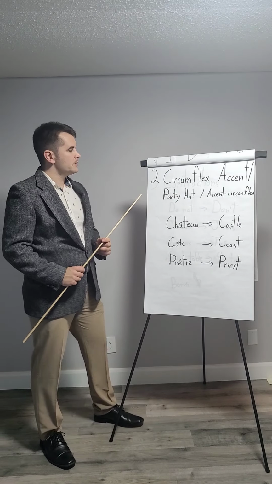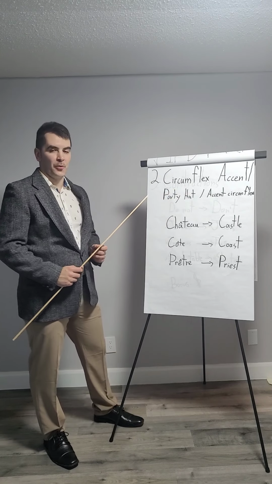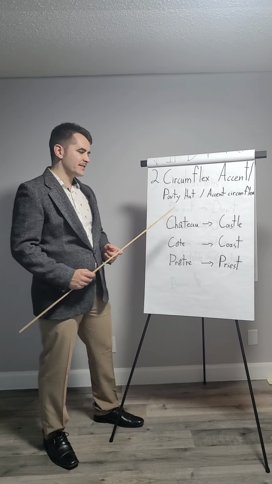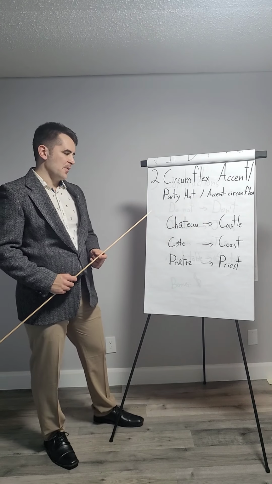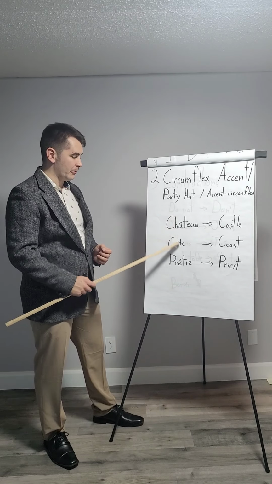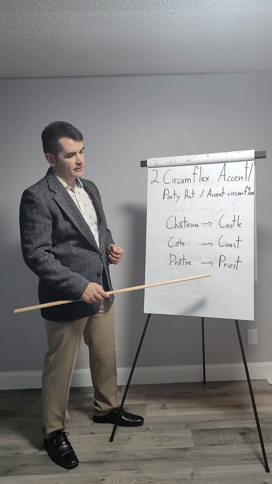Number 2 deals with the circumflex accent, or what I like to call the party hat, or accent circonflexe in French. You may notice a pattern here. So clearly we have the French words on the left and the English words on the right.